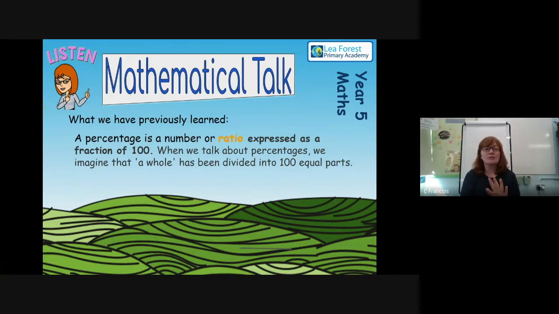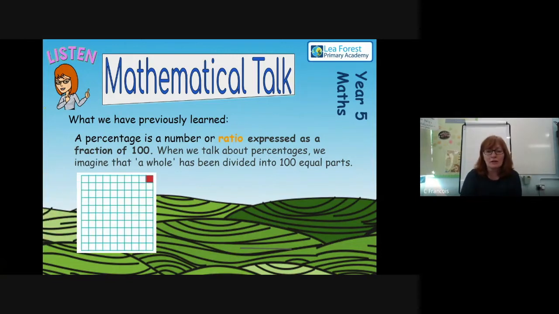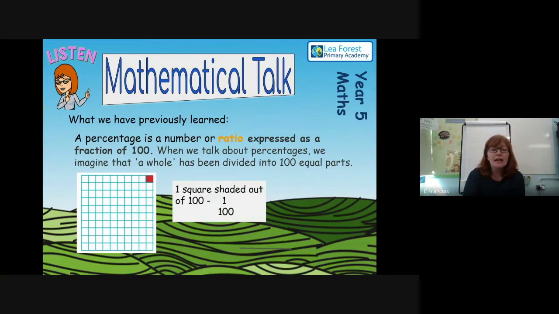When we talk about percentages, we imagine that a whole has been divided up into 100 equal parts. Let's have a look at what this looks like. We've got a square that has been divided up into 100 smaller squares. One square is shaded out of 100, so that is 1/100th. As a percent, that is 1%. One part out of the 100 has been shaded, so it's 1%.